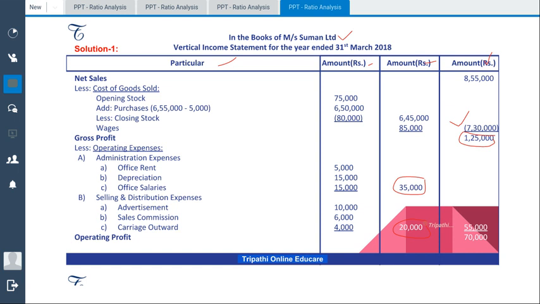Now, if you want to know total operating expense, you will have to add administrative expense and selling and distribution expense. So 35 plus 20,000, you will get 55,000 as total operating expense. So now if this total operating expense is subtracted from gross profit, you will get operating profit of 70,000.